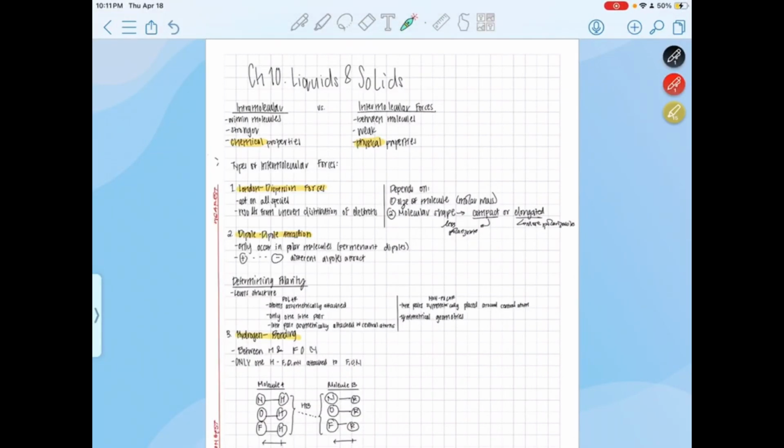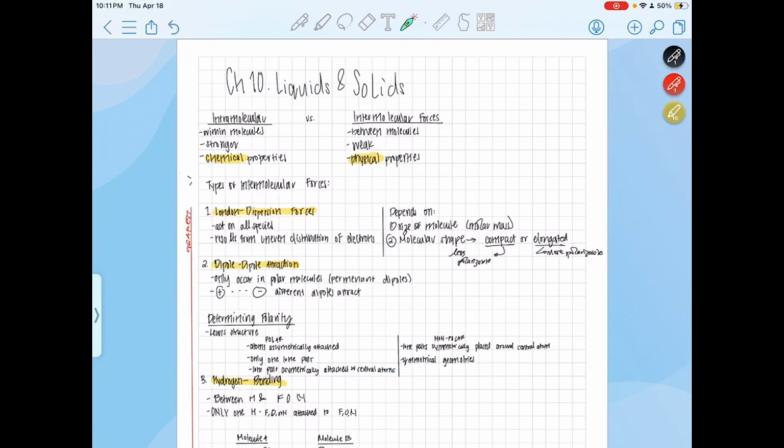Today we will cover Chapter 10, Liquids and Solids. So here we cover intramolecular forces and intermolecular forces. Intramolecular forces are forces within molecules, and they are stronger. They determine chemical properties of molecules.